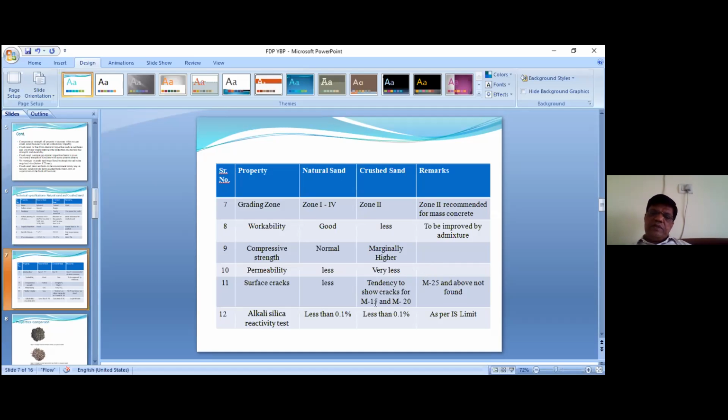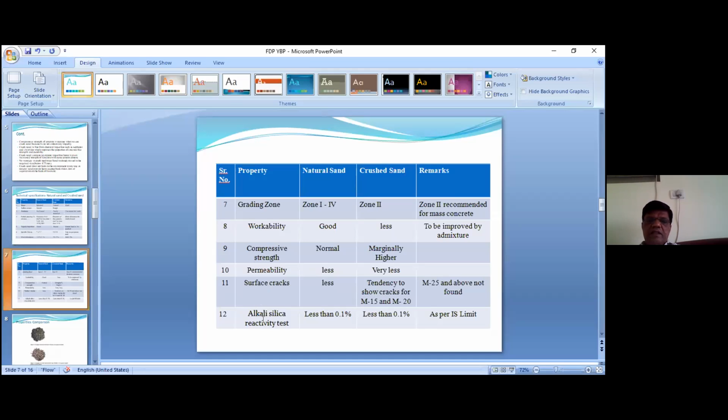And if you want to use crushed sand for M15 and M20, then to decrease the surface cracks, we recommend that you have good mixing. We can use suitable admixture, and also the cement content can be increased a little bit, so this cracking can be reduced. So we have to take precaution for M15 and M20 concrete. Otherwise, for M25 and above, it gives absolutely fantastic results.